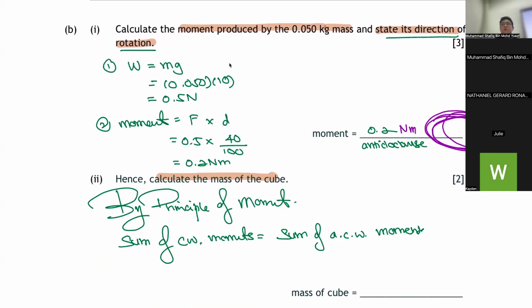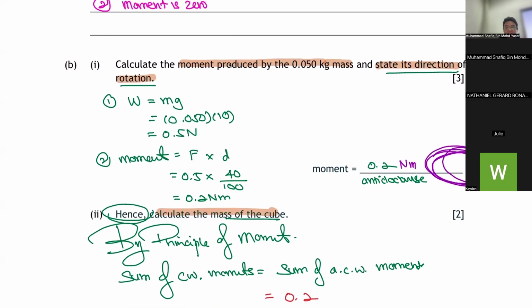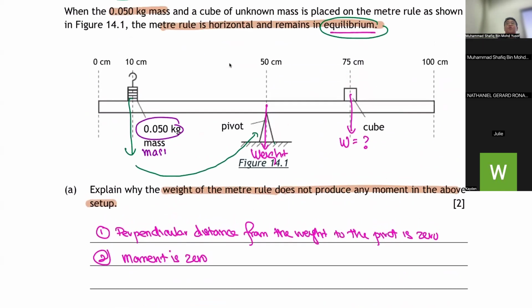Okay. All right. Ken, any questions? Okay, that's it for the first one. Now, the next problem here, they say, hence, calculate the mass of the cube in this case, right? Okay, so we already settled the anti-clockwise. We know that the anti-clockwise is 0.2, settled already, right? Now, the problem here is we need to figure out what is the clockwise moment, which is, of course, caused by this cube, correct?